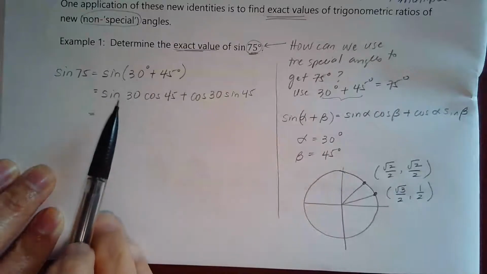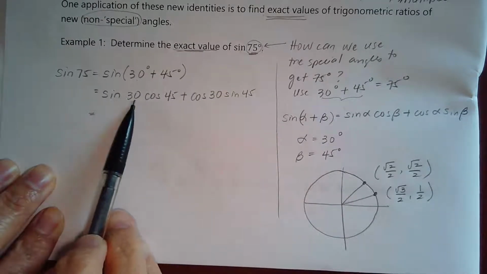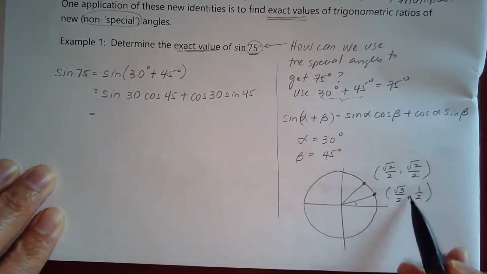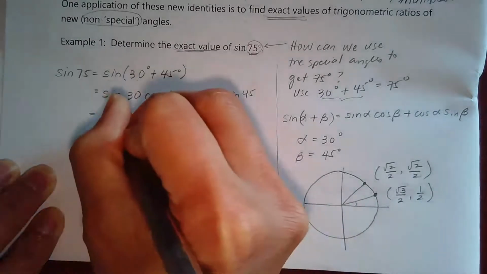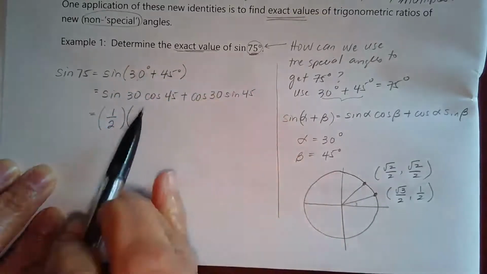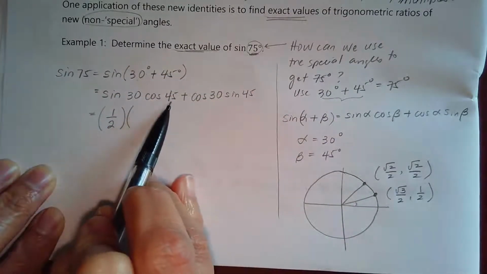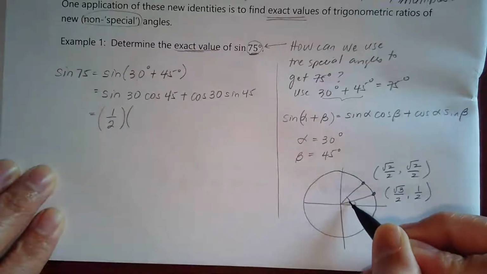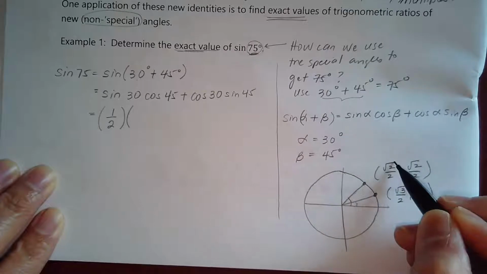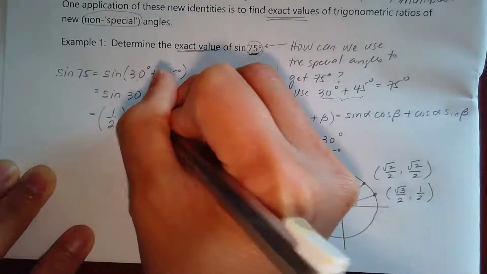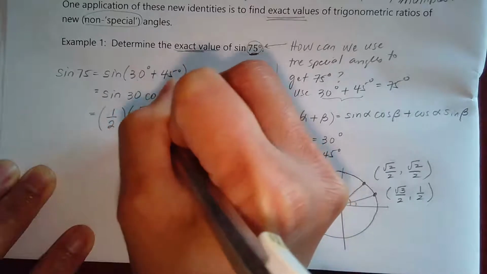Okay, so let's go here. What's sine of 30? This is our 30 degrees right here. Sine of 30 is 1/2. So we're going to put 1/2 here, times cos of 45. This is the 45 degree angle right there. So cos of 45 is the x coordinate, so it's going to be root 2 over 2.